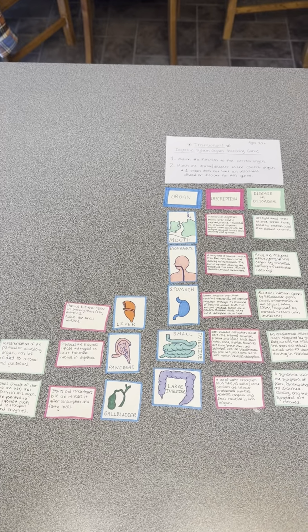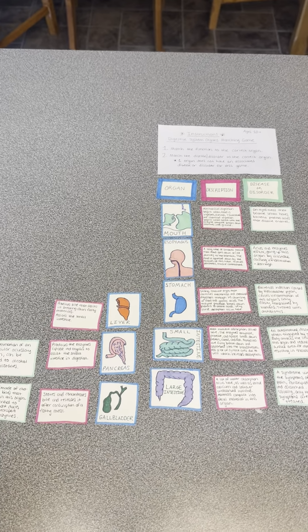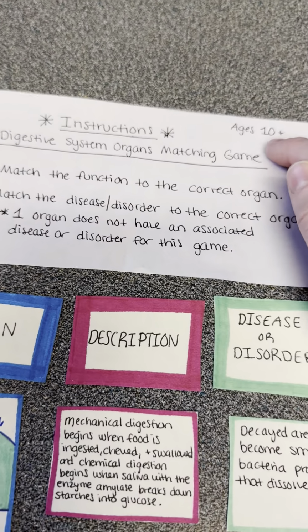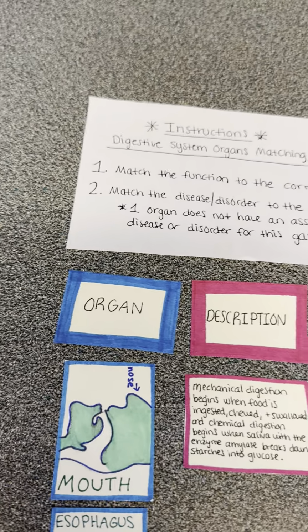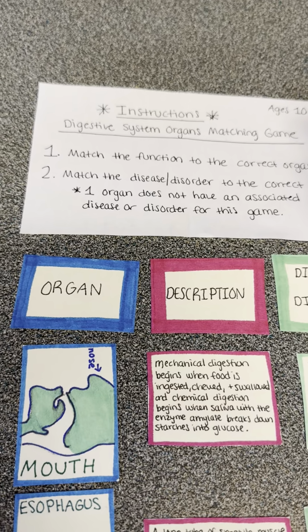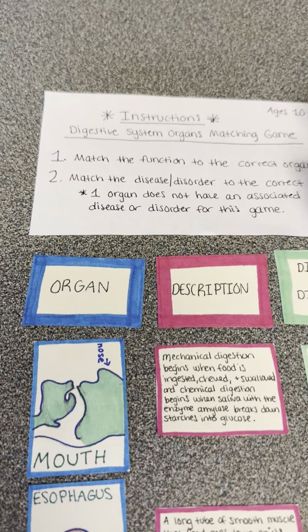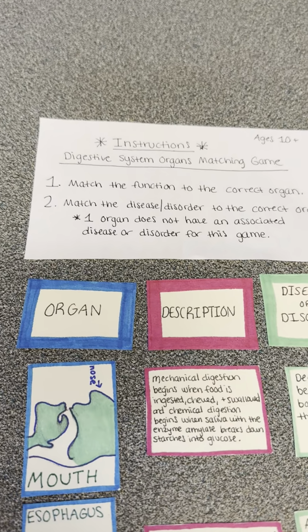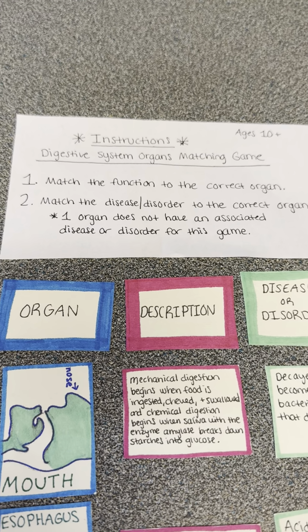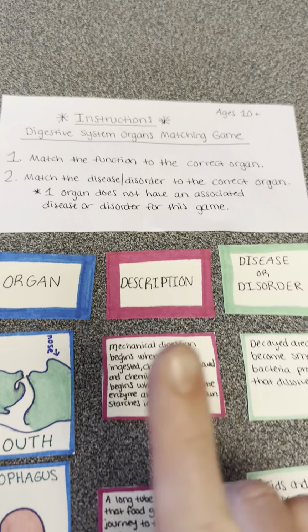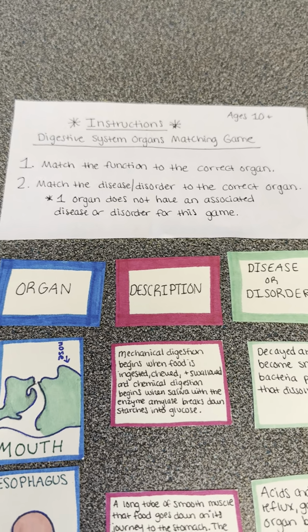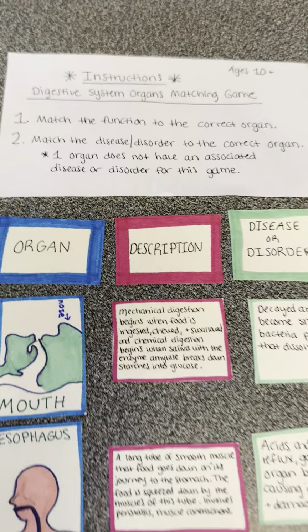All right, here is my board game. It's kind of more like a card game, but I intended it to be ages 10 and up. It's a digestive system organs matching game. So number 1, you match the function to the correct organ. Number 2, you match the disease or disorder to the correct organ, but one organ does not have an associated disease or disorder for this game because we didn't get to it in this module.